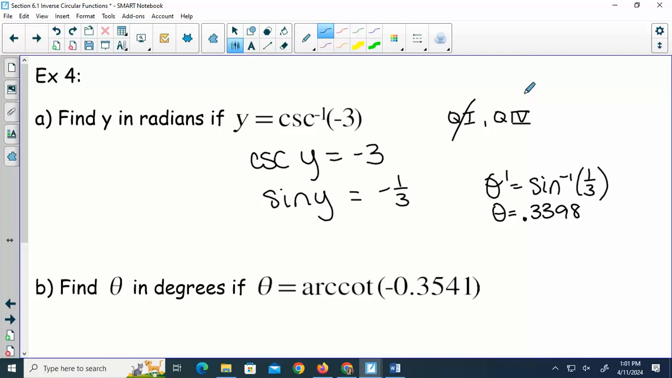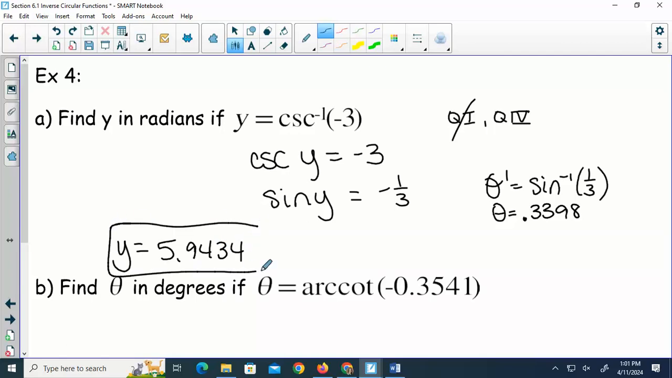How would you put that in quadrant 4? In quadrant 4, we always do 360 minus our angle, but we're in radians, so it would be 2 pi minus that angle. So 2 pi minus 0.3398, in decimal, we get 5.9434. So is it always going to be 2 pi? If you're in quadrant 4, yes.